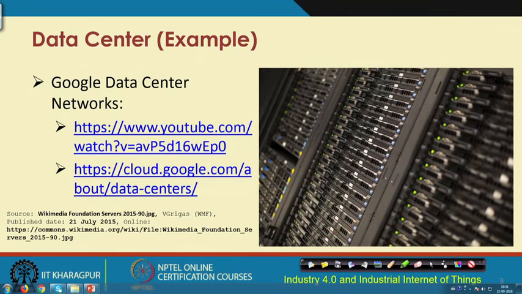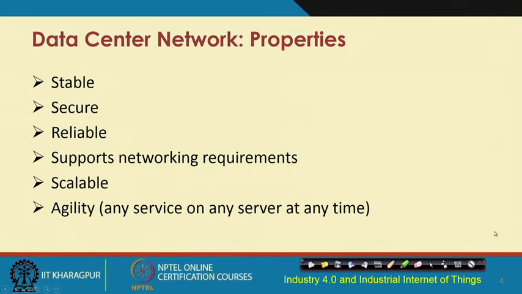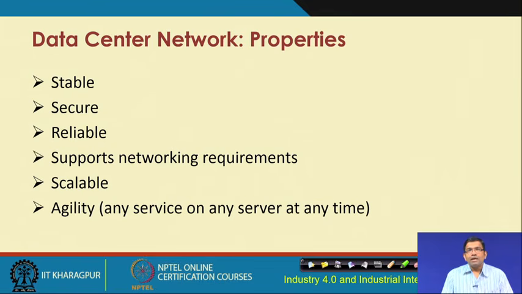So, let us go further and have a look at the different properties of these data center networks. I am not going to elaborate all of these because this is something that you will understand on your own. These are some of the desirable properties of data center networks. A data center network has to be stable, secure, reliable, should support different network requirements, should be scalable and should be agile.